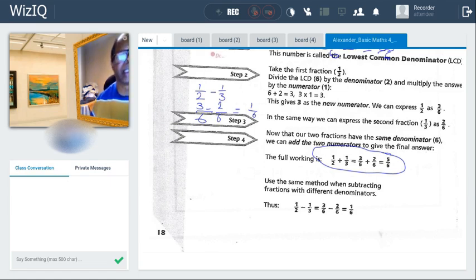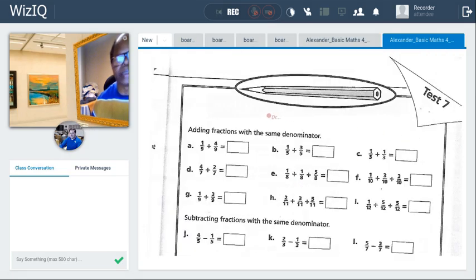Let's go to the next slide. Let's look at this test here. So look at this one. They are already the same. Are you able to see this? Yes. So we just need to add this. So this is going to be 5/9.